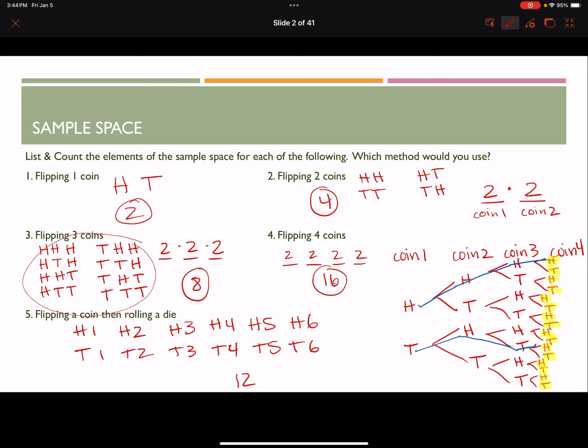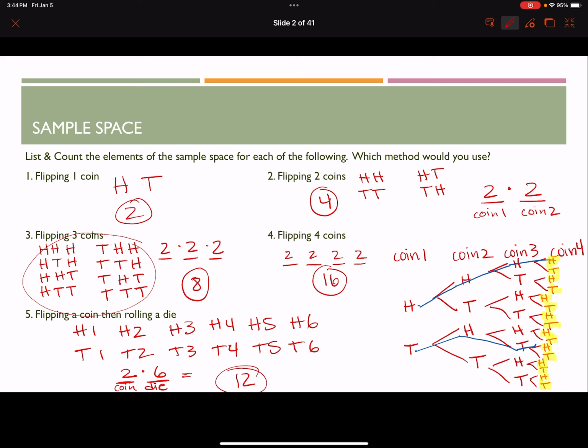And again, using the multiplication principle, I could say, well, what am I doing? I'm flipping a coin. I'm rolling a die. How many possible outcomes on the coin? Heads or tails. How about the die? 6 possible outcomes. 2 times 6 gives you that 12.